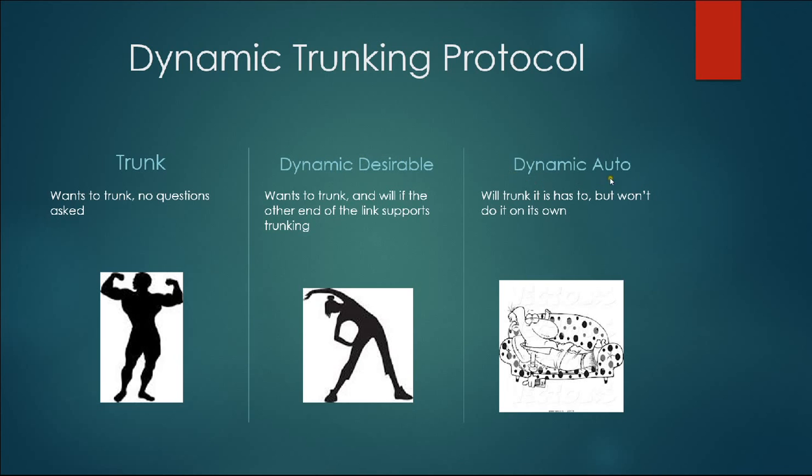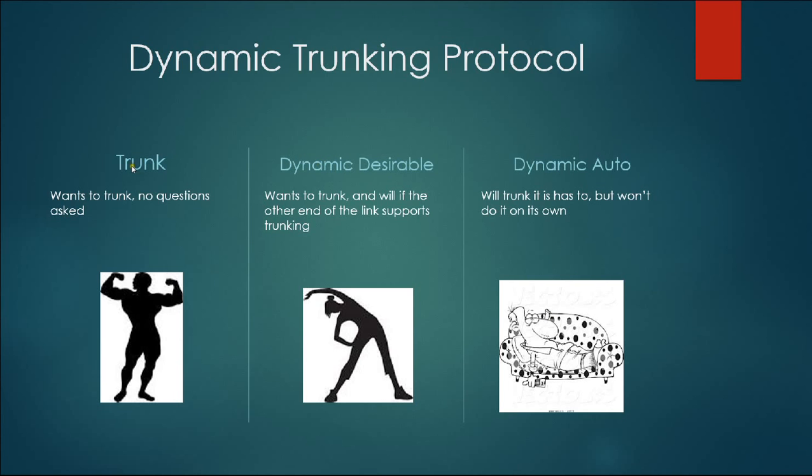The last type is dynamic auto. It's a passive form of dynamic trunking protocol which will not establish a trunk on its own. So if you have 2 ports set to dynamic auto, a trunk will not be formed. When you see auto, you're thinking, well, that means it's going to be formed. No, basically it's the lazy guy. It's the 2 bums on a couch that will not motivate each other to get to the gym.